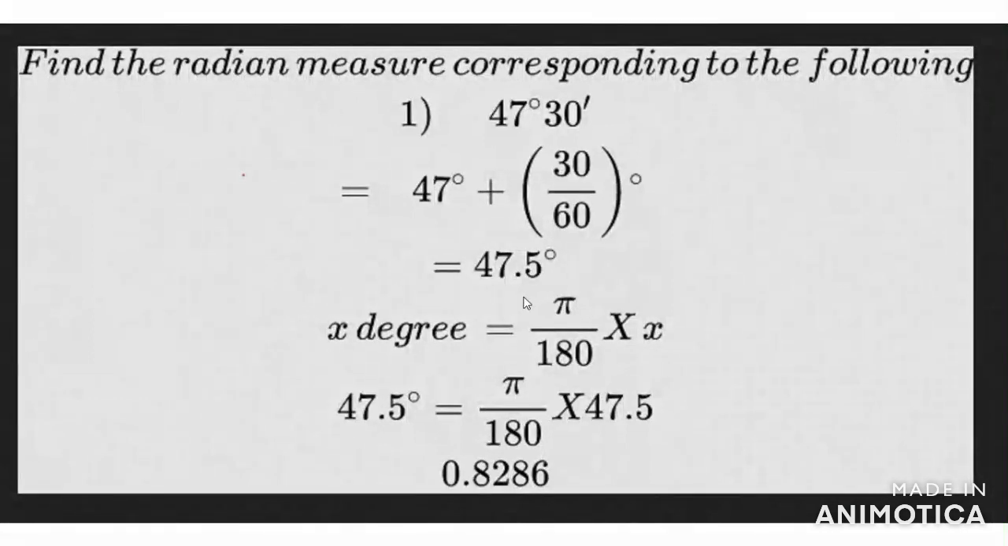And there is a formula for conversion of degree to radian. x degree is equal to pi by 180 into x. Therefore, 47.5 degree is equal to pi by 180 into 47.5. And you can take the value of pi as 22 by 7 or 3.14 and you can get the value 0.8286. This is equivalent to 47 degree 30 minutes.